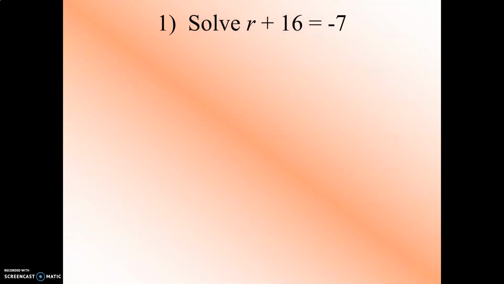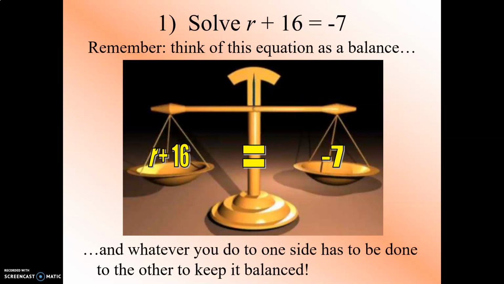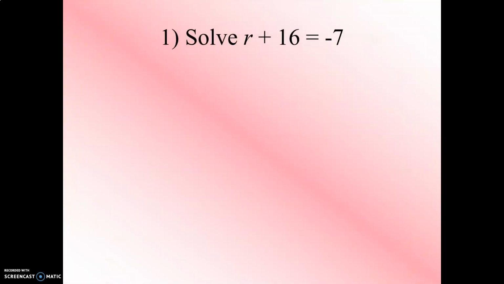All right, let's do another example. Example number 1. We're going to go through lots of examples here today. R plus 16 equals negative 7. I'll throw in a negative number in here for you. All right. Remember, think of this as a balance. Always have that in your mind as a balance. And whatever you do to one side, you got to do to the other side. All right. So let's go ahead and solve this.